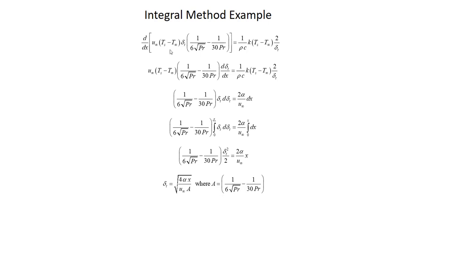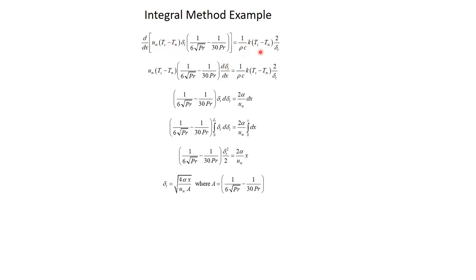But for this problem, because the surface temperature is known and constant, this is a convenient form of this equation. So I pull these things out of the derivative. Everything that is not a function of x, I pull out of the derivative, which is u infinity, Ts minus T infinity, and this group related to the Prandtl number. And so really I'm left on this side only with d delta t dx.